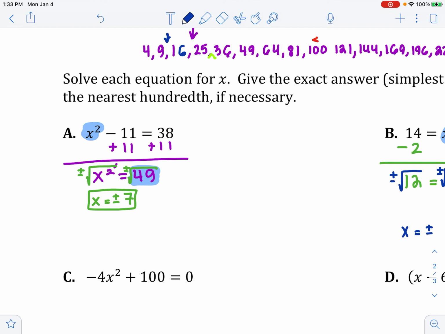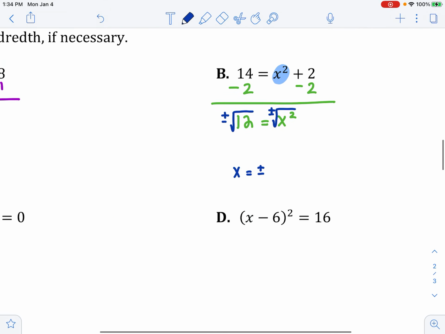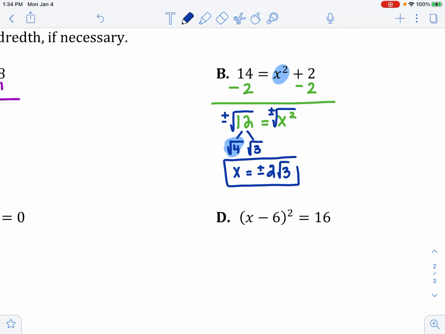Does 9 go into 12? No. Does 4 go into 12? Yes. So I'm going to break this into 2 perfect squares. We just said 4 goes into 12, and it goes in there 3 times. So now I'm going to do the square root of 4, which is 2, and then root 3. So my answer is positive and negative 2 root 3.